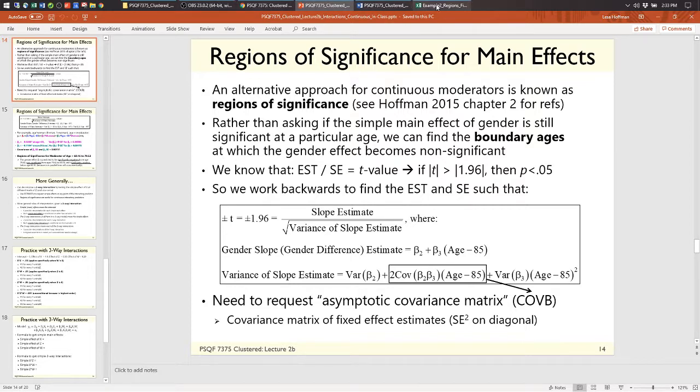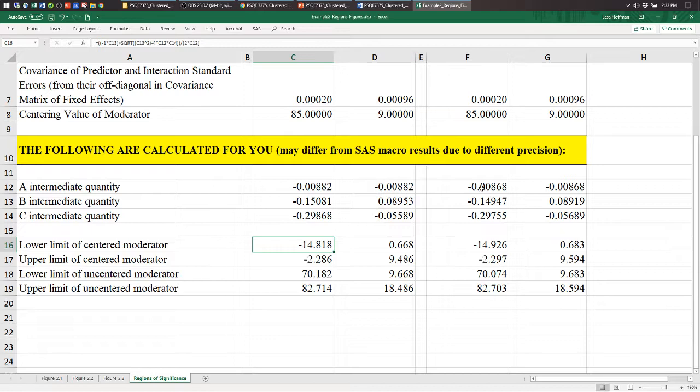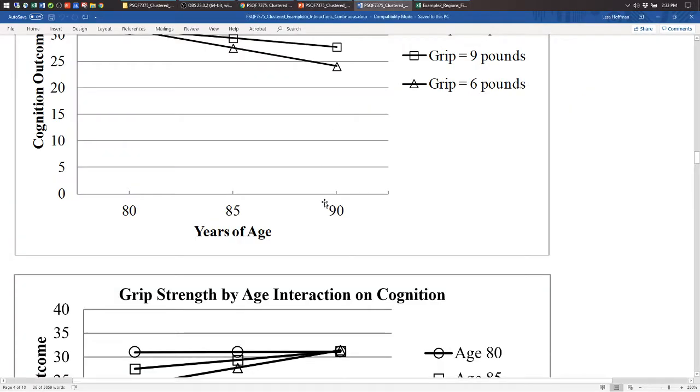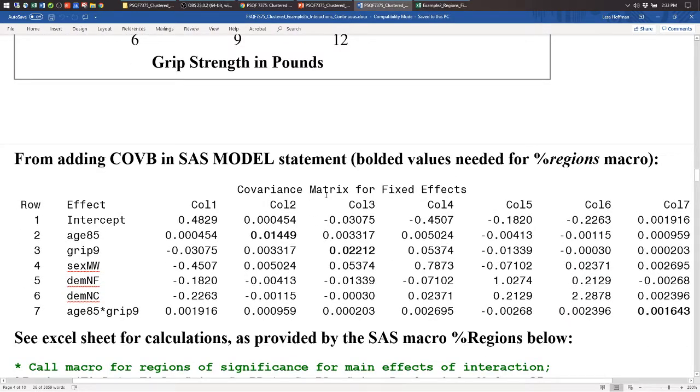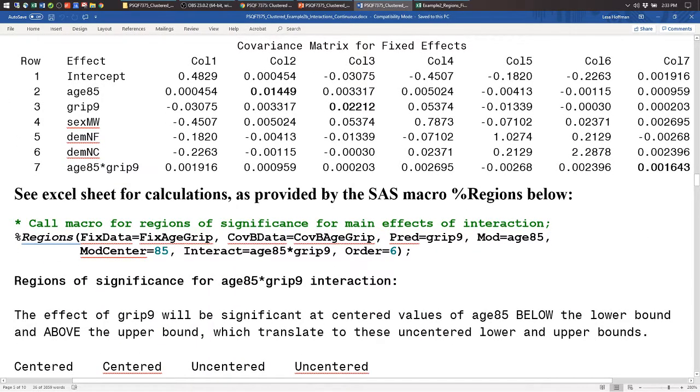So rather than doing it by hand, because these numbers get really small and you can lose precision, I wrote a macro to do it in SAS, and I'm sure you could do the same thing in Stata if you knew how, or R for that matter. I wouldn't be surprised if there's already an R package to do this.